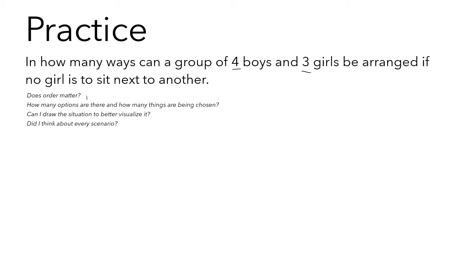So we're going to deal with a permutation. In a second, I'm going to show you why it actually also includes a combination. So I'm going to write P and C here. Next question, how many options are there and how many things are being chosen? To answer that, I'm actually going to draw this situation. So we're assuming we have a group of 4 boys, so I'm going to let them be represented by circles. And then we've got 3 girls. Now, in order for the girls not to sit next to each other, they have to go in the spaces.